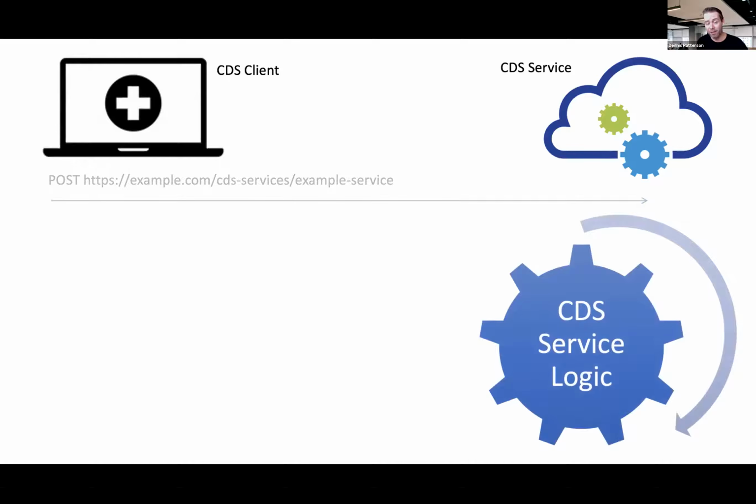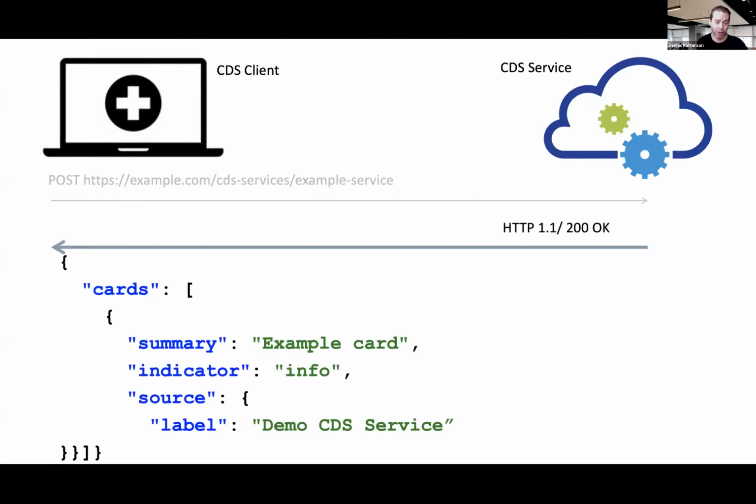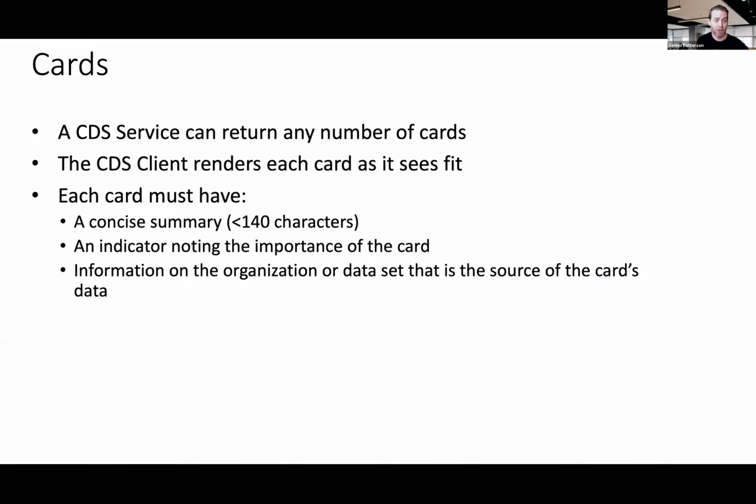So the CDS service learns about this event. They execute their own CDS service logic and ultimately return an array of cards. Now those cards, the CDS service can return any number of them. If they decide that they don't have any guidance in this particular circumstance, they would return an empty array of cards. But if they have multiple cards that they want to be displayed to the user, they have the freedom to return multiple cards as well.